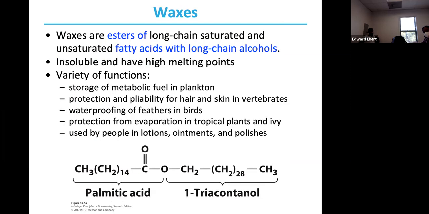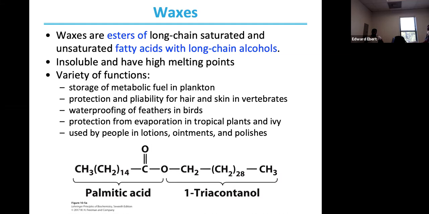All right. Waxes, definitionally, are esters of long chain saturated fatty acids. So we take a couple of these fatty acids and hook them together at the head group, and we get a wax that way. Like beeswax. They tend to have very high melting points, so they're solids at room temperature, whereas our triacylglycerols would be liquids or sometimes solids. Our waxes can function as waterproofing for feathers, pliability in the hair, and preventing evaporation. You see waxy leaves prevent water from evaporating.